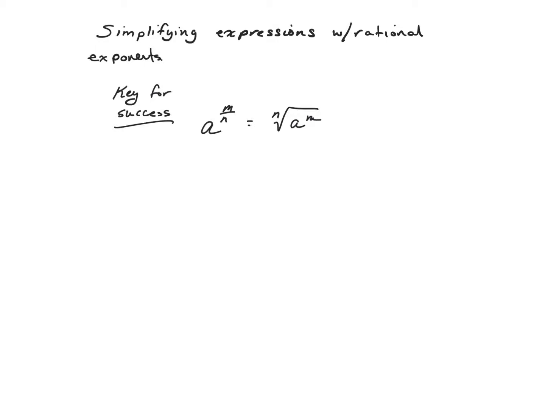Okay, so today we're going to continue our exploration of simplifying expressions with rational exponents. And our key for success today is recognizing that a raised to the rational exponent m over n is equivalent to the radical expression of the nth root of a to the m power. The reason that's going to be important today is because we're going to talk about some problems that deal with this issue when we pose it in a fraction. So let's get to it.